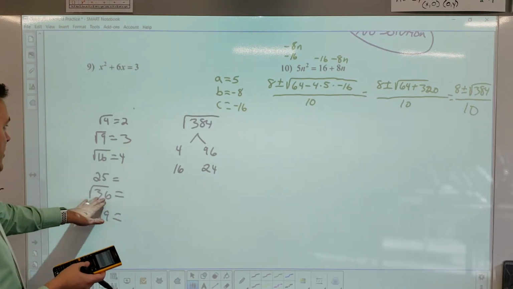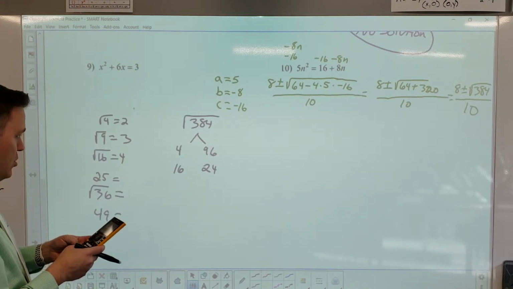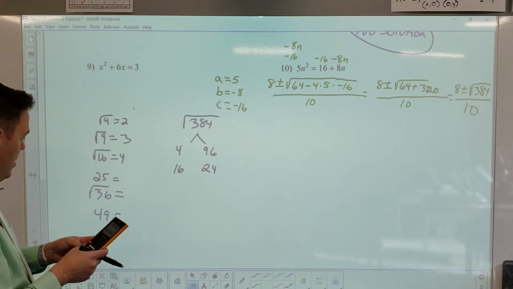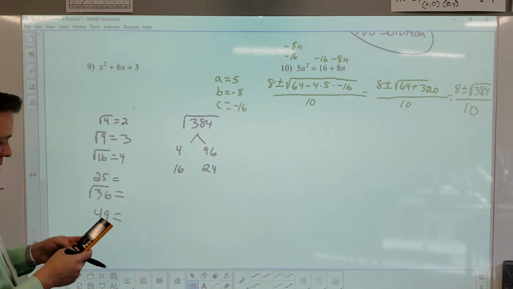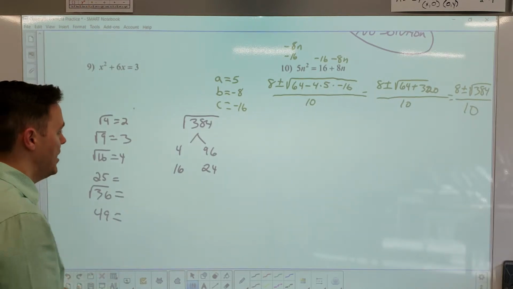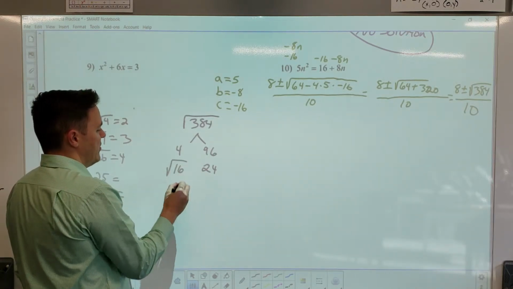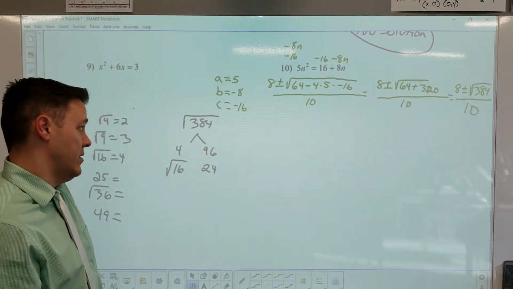Let's see. 36. Can I take a 36 out of there? 384 divided by 36 is a no. So 384 divided by 49 is a no. So I know we got this. Now, this is a perfect square root. The question then becomes, can I take another square root out of here?